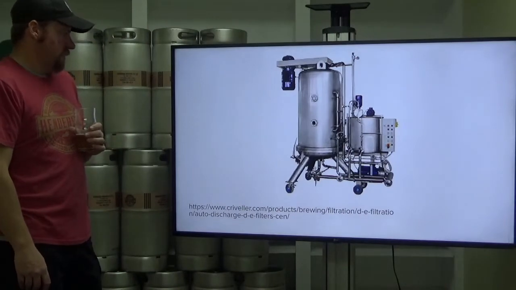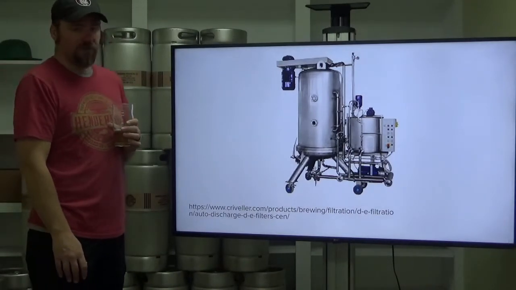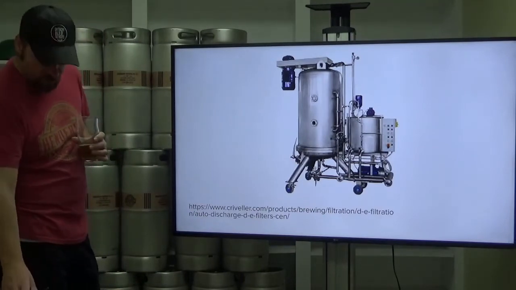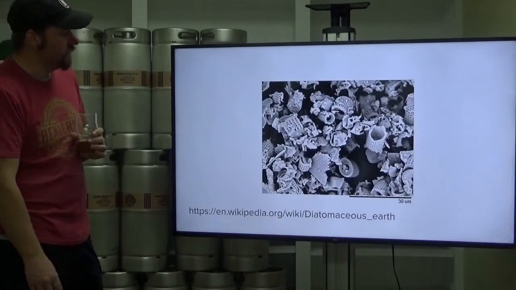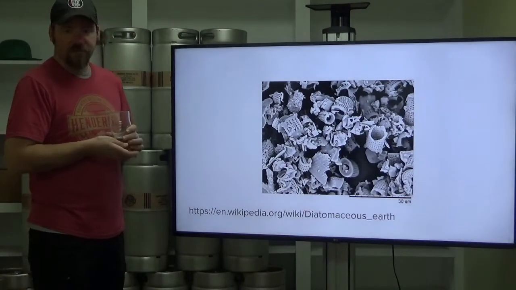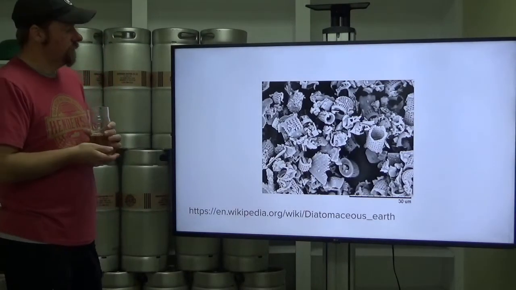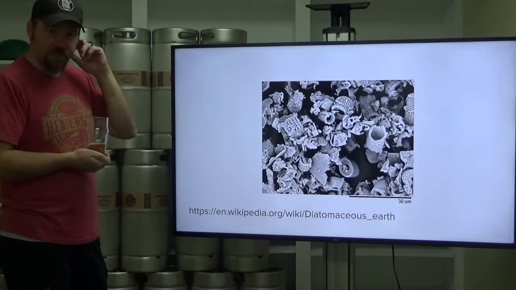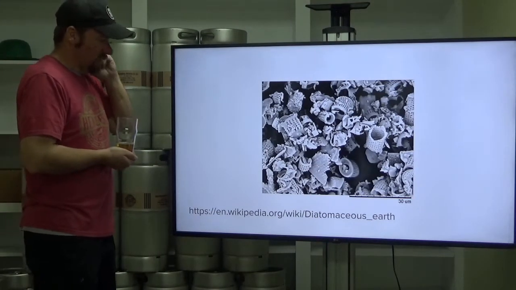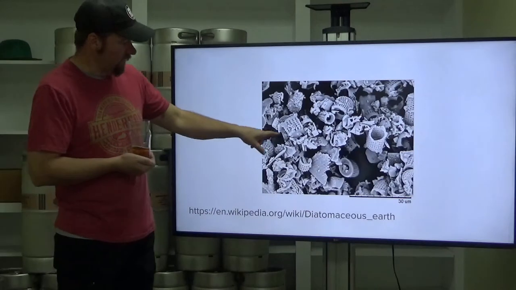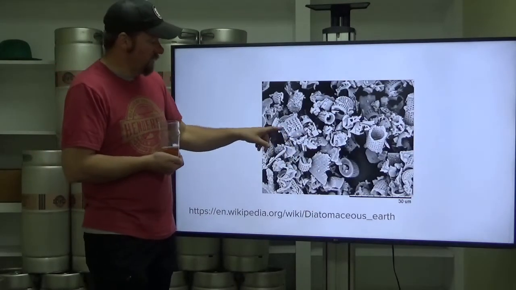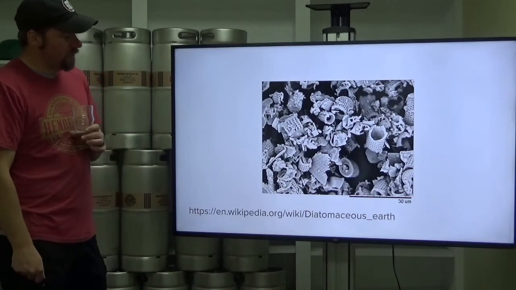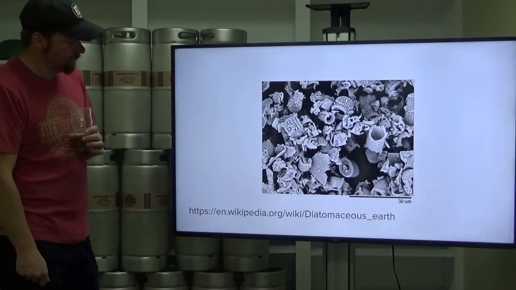All right, and this is a DE filter, diatomaceous earth, a very interesting contraption that contains these little guys. That is what I said, fossilized microalgae. It is really just the calcified exoskeletons of the algae forming a very effective filter bed, basically. You can see there that it's probably one of the best filtration beds available.